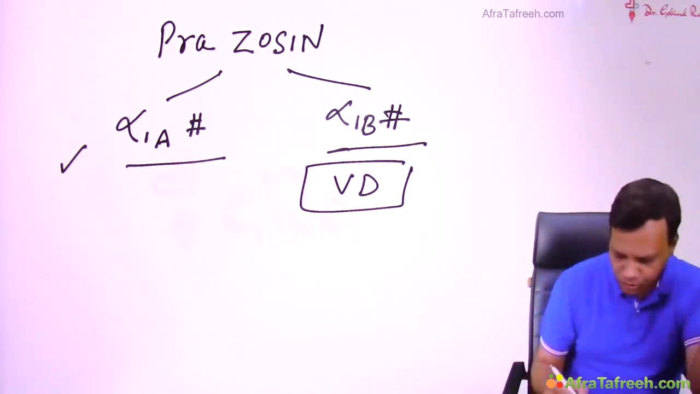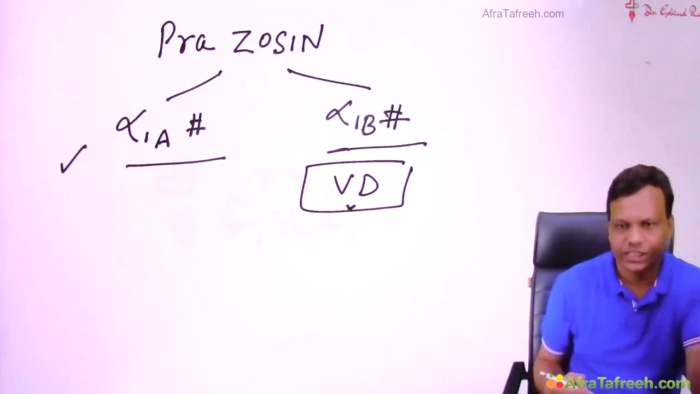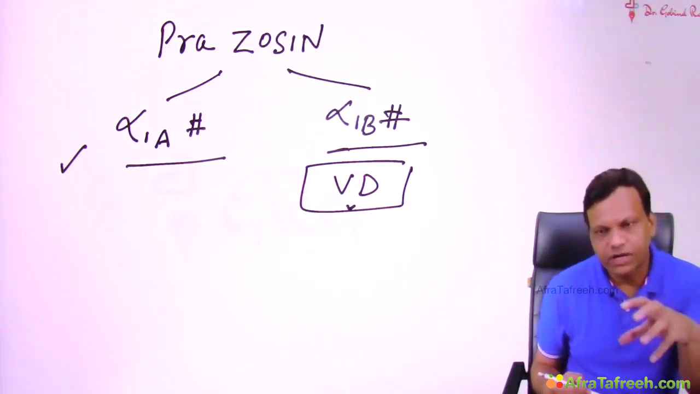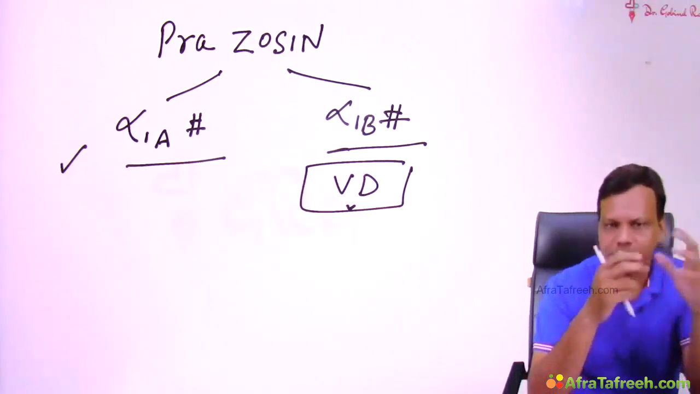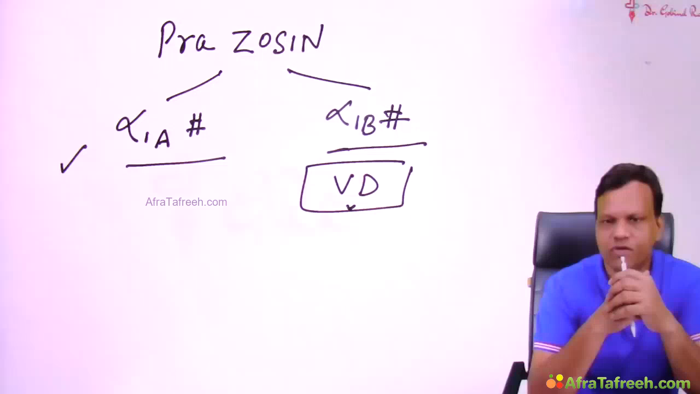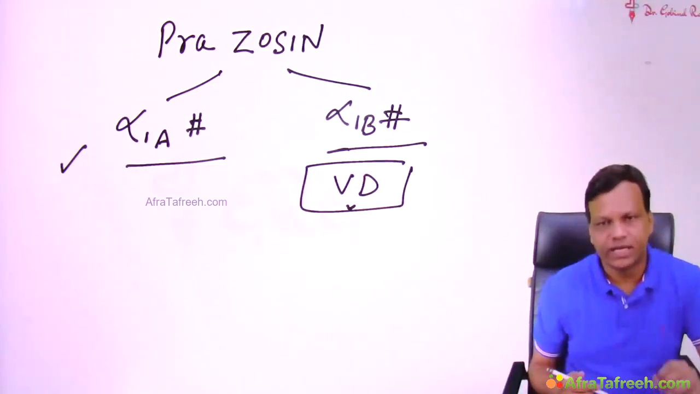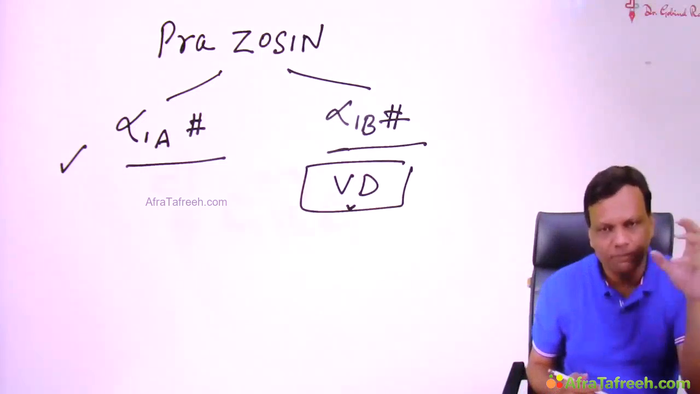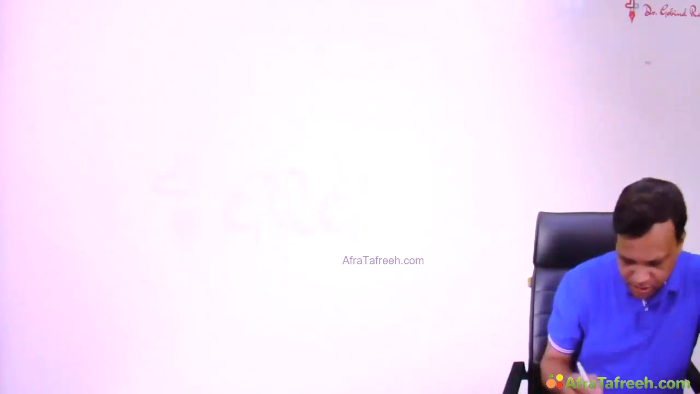But we can utilize this vasodilatory action for the treatment of other conditions also. So alpha-1B blockers, that means prazosin-like drugs, the -osin group of drugs, have other indications also apart from BPH. Tamsulosin is only used for BPH. Prazosin can be used for other conditions also. And what are those conditions?